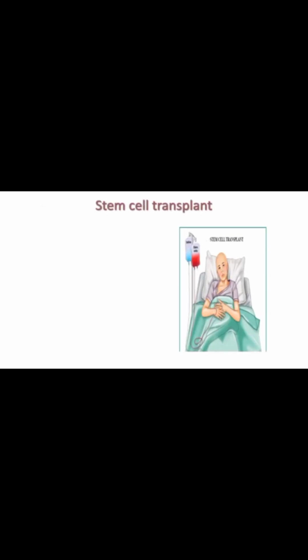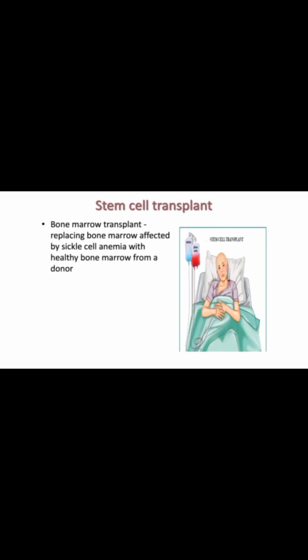Stem cell transplant, also known as bone marrow transplant. This procedure involves replacing bone marrow affected by sickle cell anemia with a healthy bone marrow from a donor. The procedure usually uses a matched donor, such as a sibling who doesn't have sickle cell anemia.